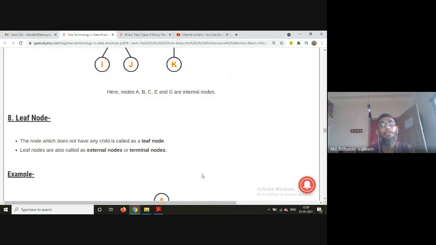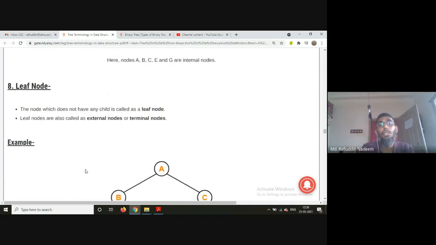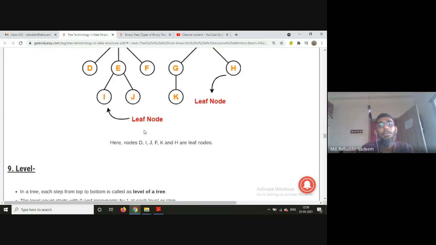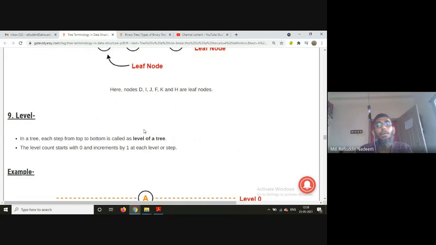Okay. The leaf node, as I just told you, is the node which does not have any children. The one which doesn't have any children is called a leaf node. Leaf nodes are also called external nodes or terminal nodes. Okay, so the one which has no children is called a leaf node. So H is a leaf node, I is a leaf node, J is a leaf node, K is a leaf node. We can say D and F are also leaf nodes. Okay, next we have the level. What is the level here?